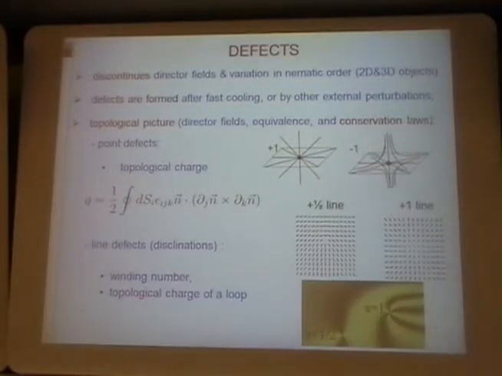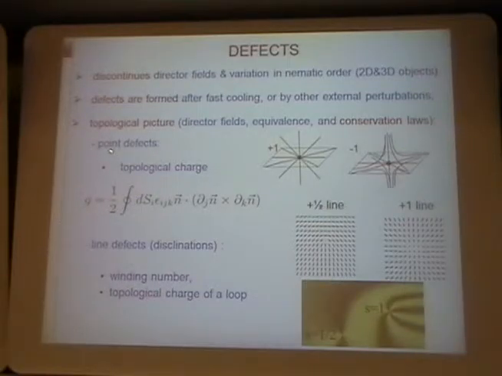Now, to be more sure what we will do and what we can do, we must say a little about the defects which are present in the nematic. These are discontinuities in the director field, and they are accompanied by strong variation in the nematic degree of order and perhaps in biaxiality. Defects appear in the system after, for instance, fast cooling from the isotropic phase, or by affecting the system with external fields, optical, electrical, and so on, or by confinement.